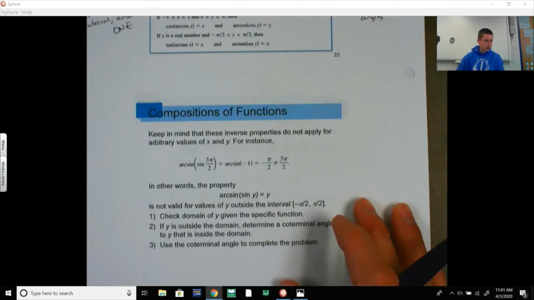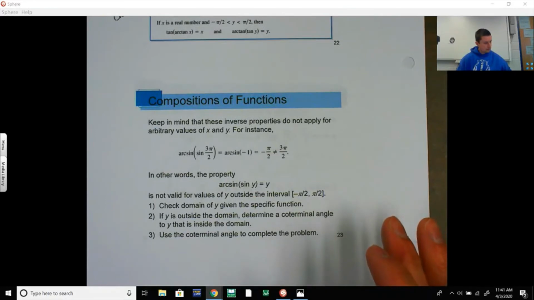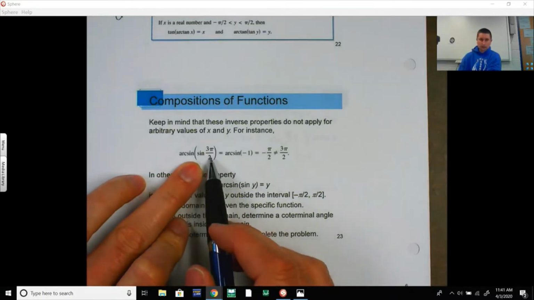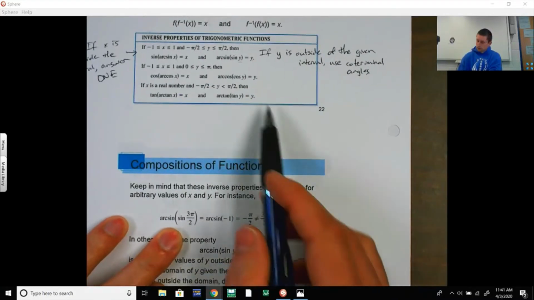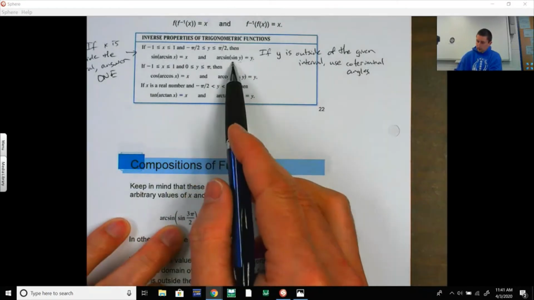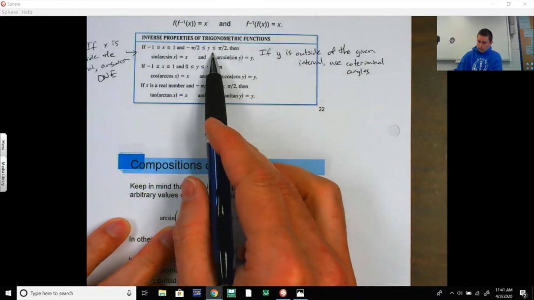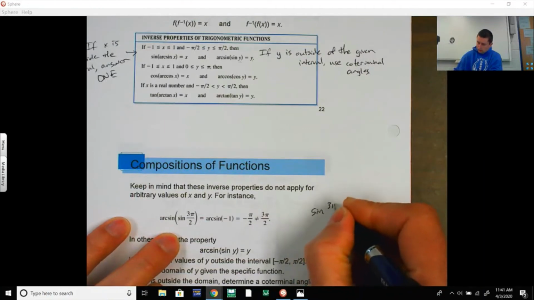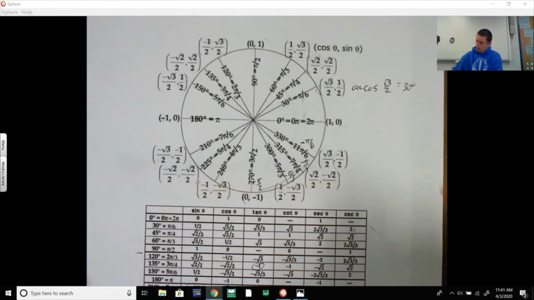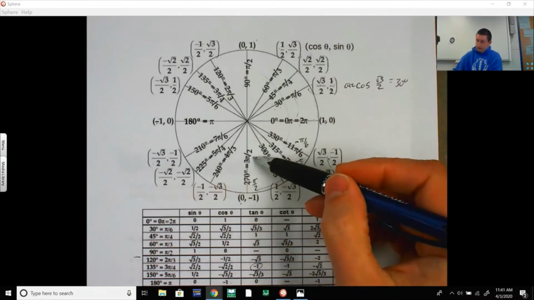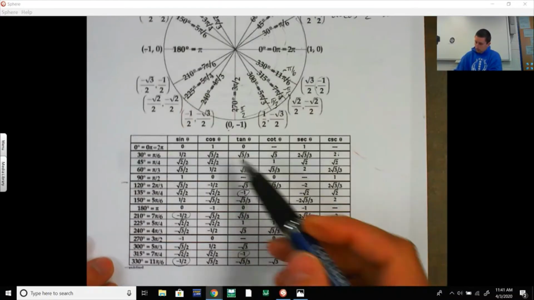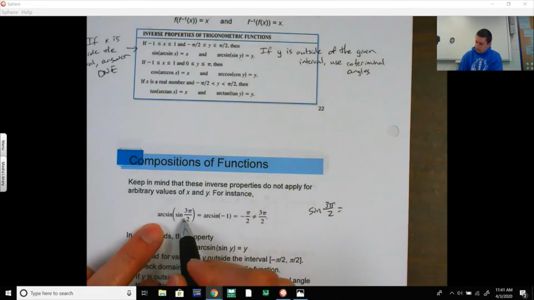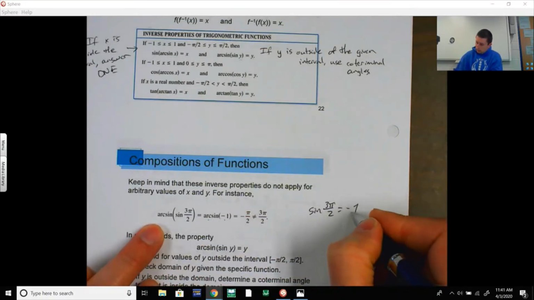Okay, so if we roll down, this is what's happening here. We have the arcsine of the sine of 3 pi over 2. This falls under the category arcsine of a sine, and 3 pi over 2 is not in that interval. So the sine of 3 pi over 2, 3 pi over 2 is right here. The sine would equal -1. So the arcsine of the sine of 3 pi over 2 would be the arcsine of -1. So that's where the -1 came from.